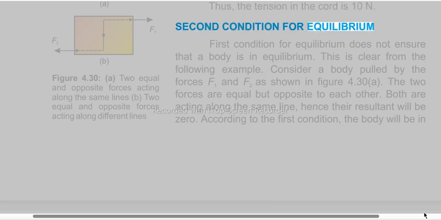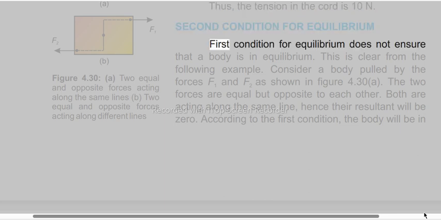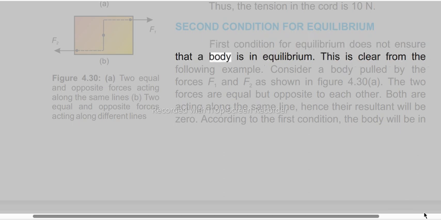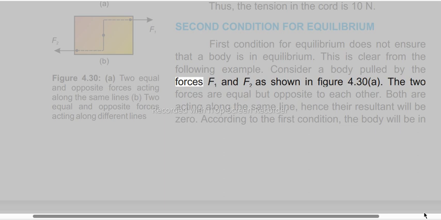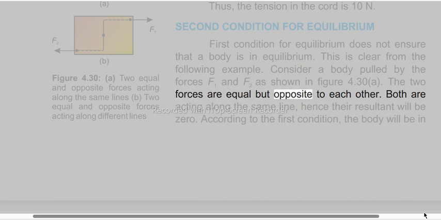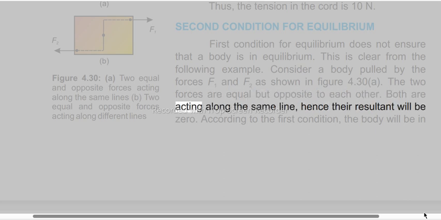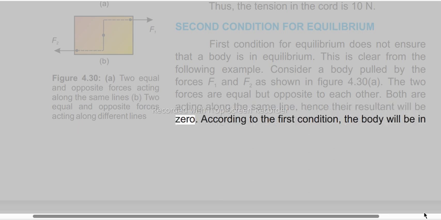Second condition for equilibrium. The first condition for equilibrium does not ensure that a body is in equilibrium. This is clear from the following example. Consider a body pulled by the forces F1 and F2 as shown in figure 4.30a. The two forces are equal but opposite to each other. Both are acting along the same line, hence their resultant will be 0. According to the first condition, the body will be in equilibrium.